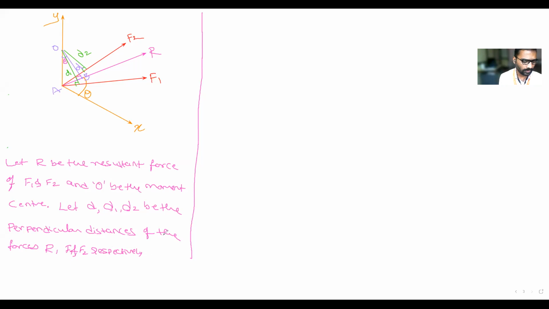Then we have to prove, can you tell me what we have to prove? The resultant moment about the resultant force R, that is R into D, is equal to the algebraic sum of the moments of the coplanar forces. What are the coplanar forces? F1 at a distance of D1 plus F2 at a distance of D2. This one I need to prove.